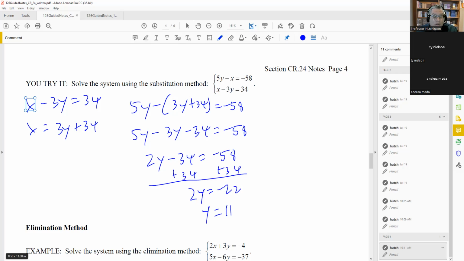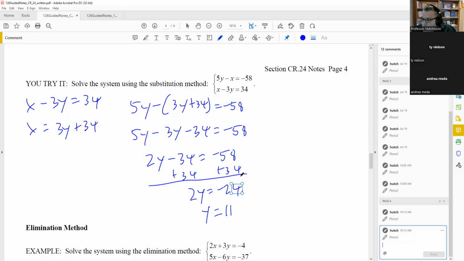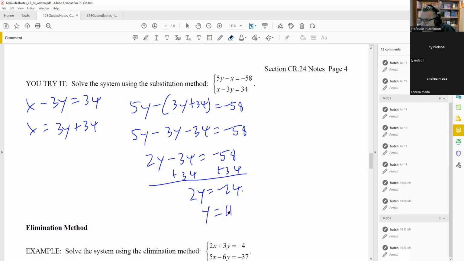And that's not your only answer. Remember that with these kinds of problems, you do need the x and the y coordinate. So, you know what? Sorry about that. Let me erase that here. This should be a negative 24, not a negative 22, which means that this is going to be a negative 12 instead. So that's a negative 12 there.